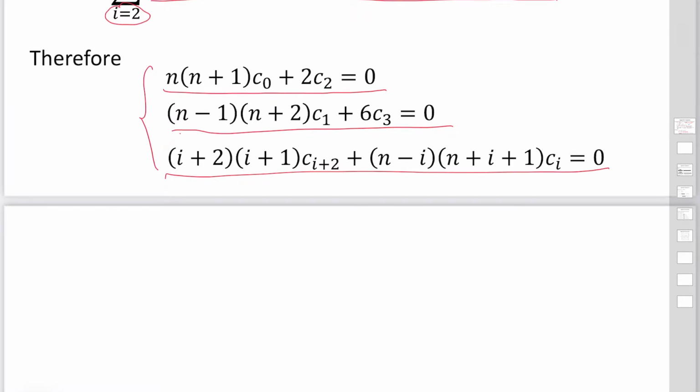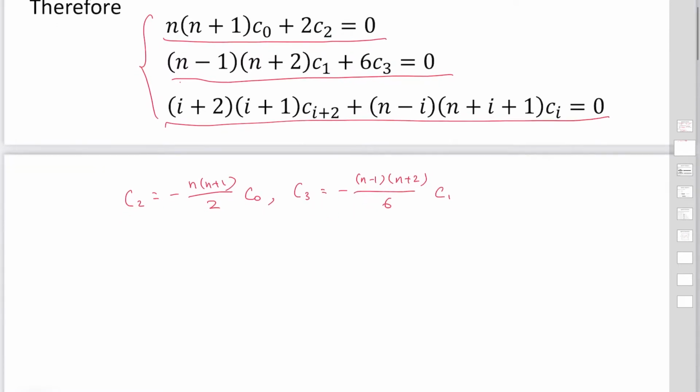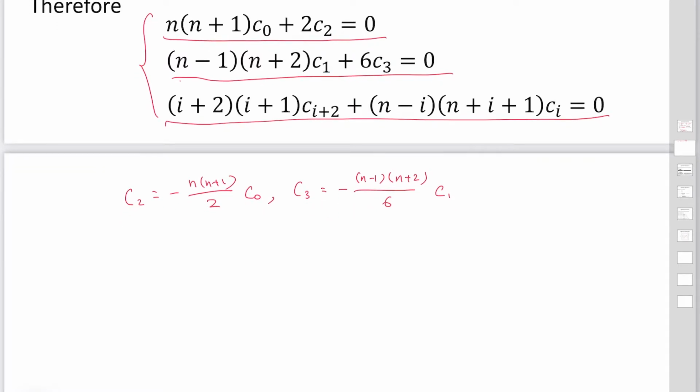So we have these 3 equations. From the first equation, you can write c sub 2 equals minus n times (n plus 1) over 2 times c sub 0. From the second equation, you have an expression for c sub 3 equals negative (n minus 1)(n plus 2) over 6 times c sub 1. So we have found the relation between c sub 0 and c sub 2, and c sub 1 and c sub 3. If you want to find the relation between c sub 2 and c sub 4, or c sub 3 and c sub 5, you can use the third equation.